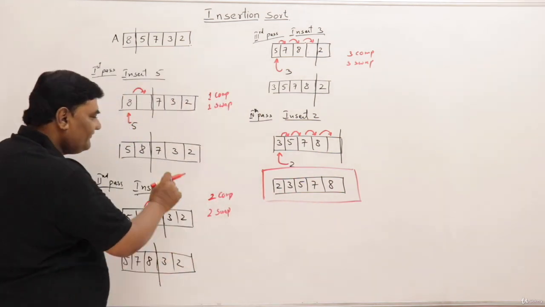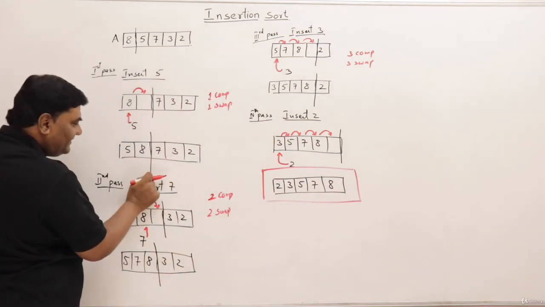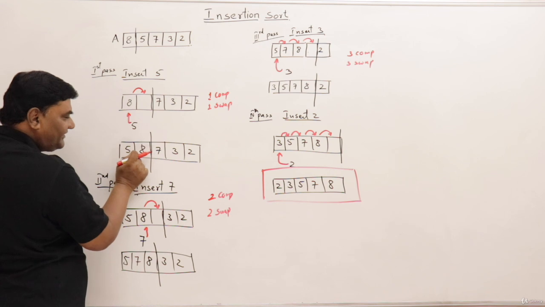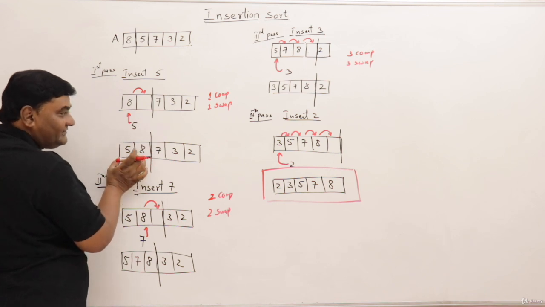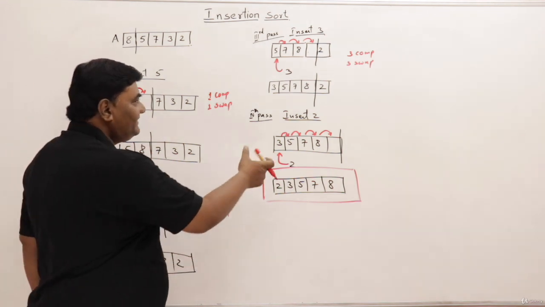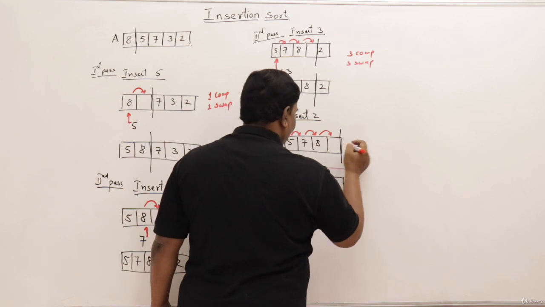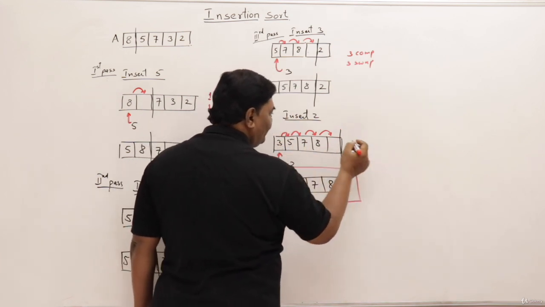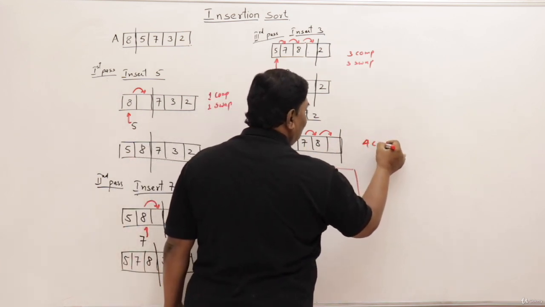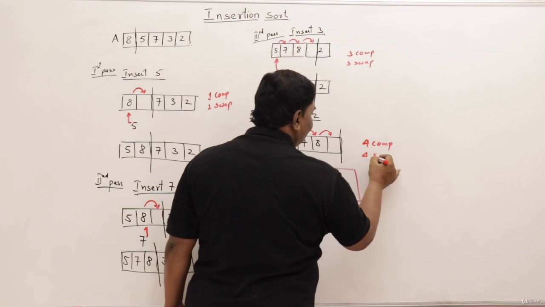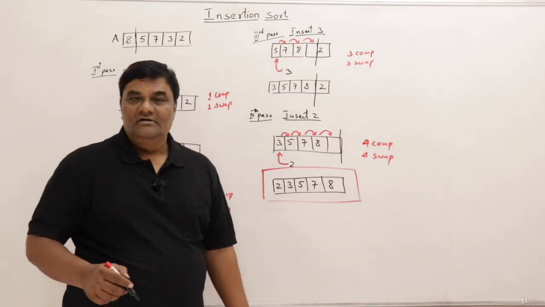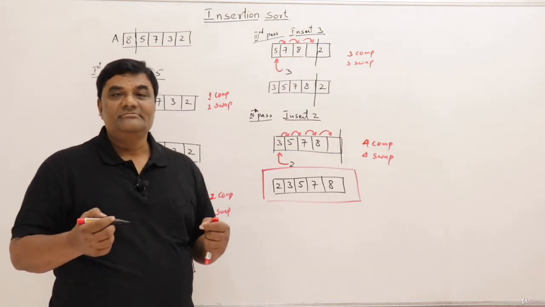So every time from right hand side we are taking out an element and inserting it on the left hand side. Left hand side list is always sorted. Now lastly, what are the number of comparisons? 1, 2, 3, 4. 4 comparisons we have done and maximum 4 swaps. Now let us do some analysis.